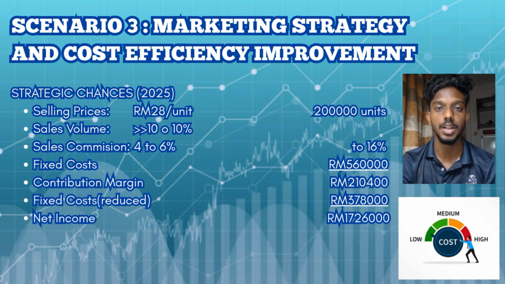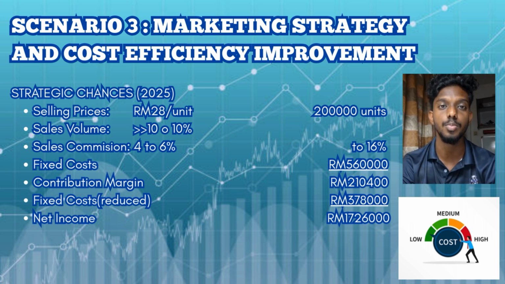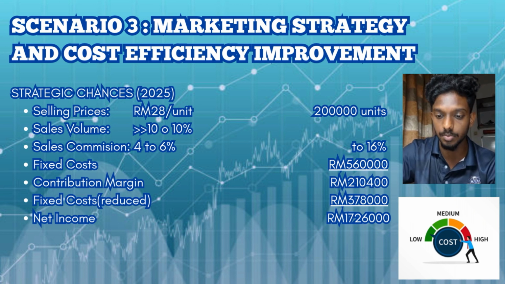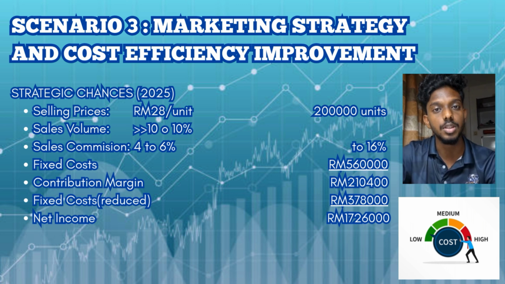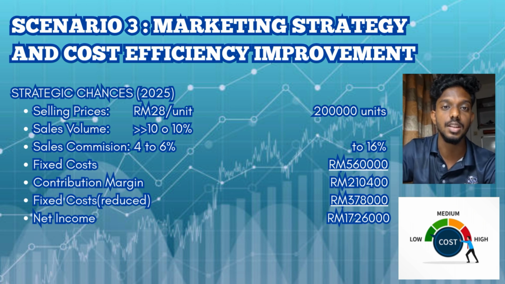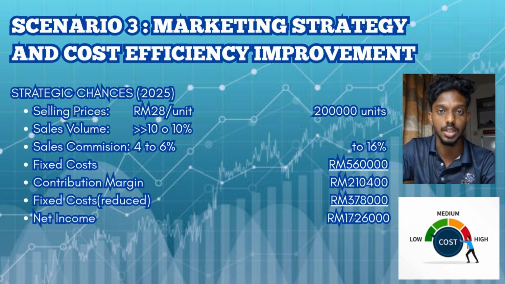Okay, so let's break it down financially. The new variable cost per unit increases slightly due to a 4% hike in raw material prices, pushing the variable production cost to 13 ringgit per unit. So with the updated commission of 16%, total variable cost per unit becomes 17 ringgit 48 cents. So the contribution margin per unit is 10 ringgit 52 cents, in which we take 28 ringgit minus the amount of 17 ringgit 48 cents, you get 10 ringgit and 52 cents.